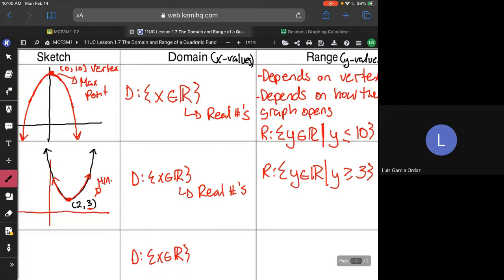I'll do a couple more examples at the bottom. Actually, I'll give you guys one right now after we do the next one.